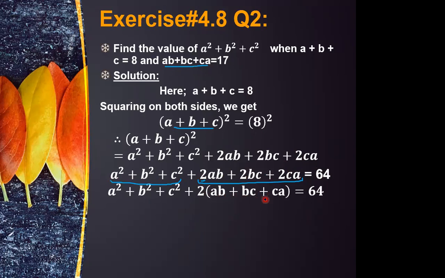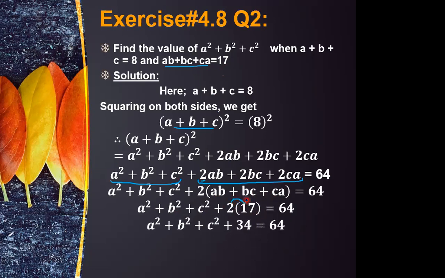AB plus BC plus CA. Right? Now, simply we will put the value of AB plus BC plus CA, which is equal to 17. Okay? So instead of this, we will write a square plus b square plus c square plus 2. Instead of ab plus bc plus ca, we will write down the value of this one, which is equal to 17. Now in the next step, we are going to multiply them together.